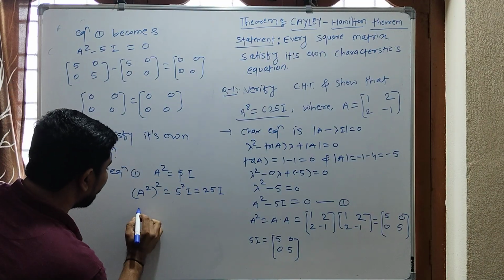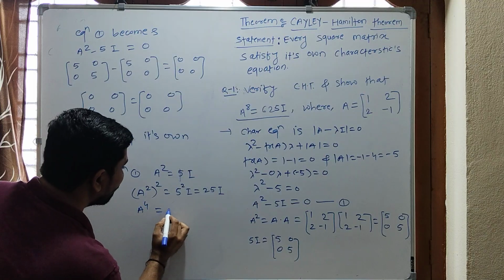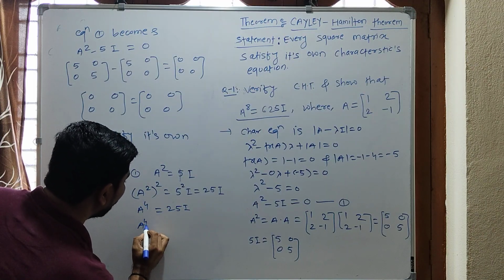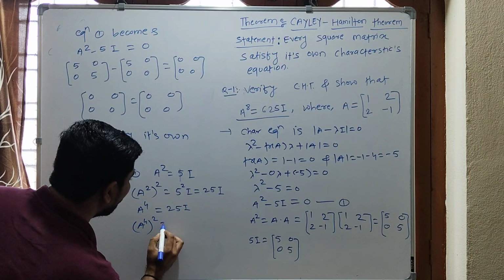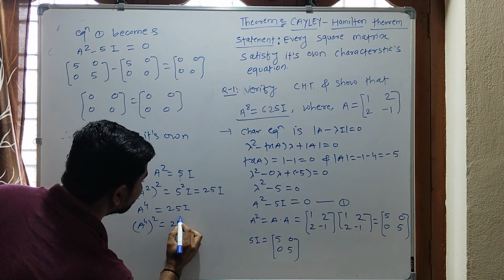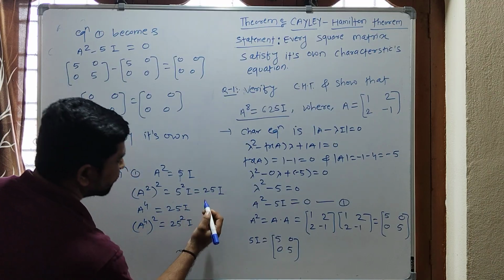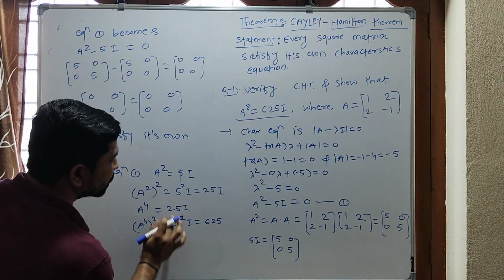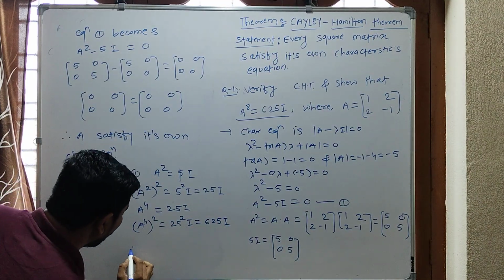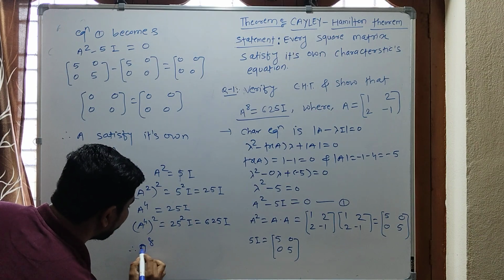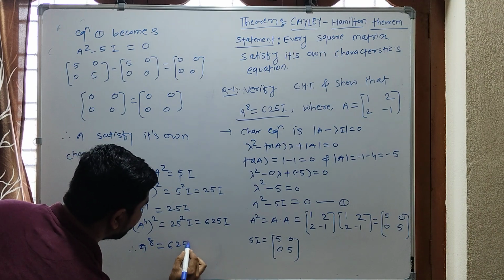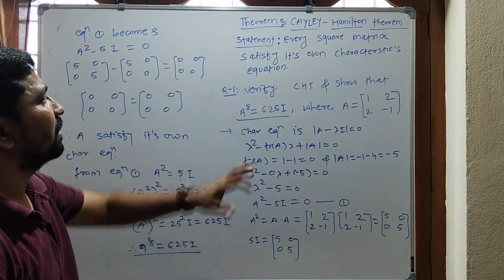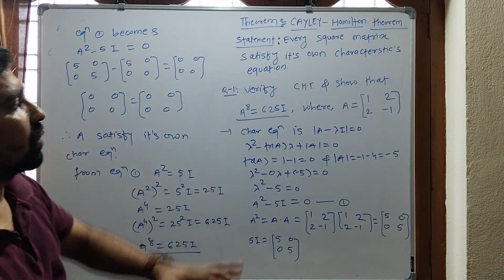This means A power 4 equals 25 times I. Again raise the power to 2: A power 4 into 2 equals 25 square times I, since the identity matrix squared is I again. So this is the same as 625 times I. Therefore A power 8 equals 625 times I. That's what we wanted.